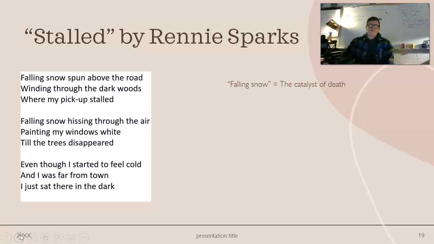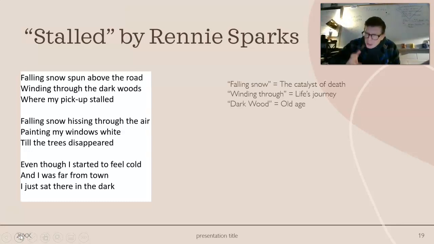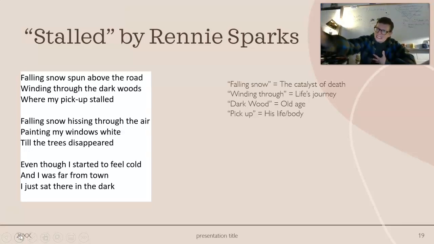Okay, great poem. All right, so falling snow. Hello, the catalyst of death. Falling snow. Winding through. Oh, you're winding through the dark woods. Life's journey. The dark wood. It's old age, man, woman, person. Pick up the truck. That's their life. That's their body going through life's journey and getting to old age.